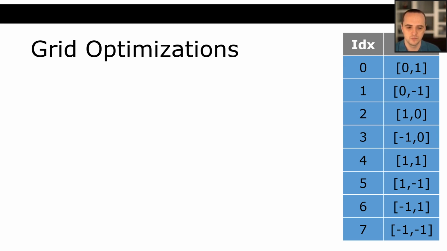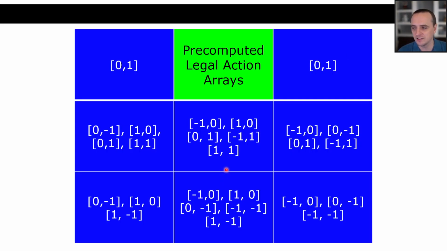Then what we could do, and I could do this for assignment 2 if you wanted to, is if we look at this, this takes up a lot of memory, right? Because each grid cell could potentially have 8 values stored, but each of those values is 2 integers.